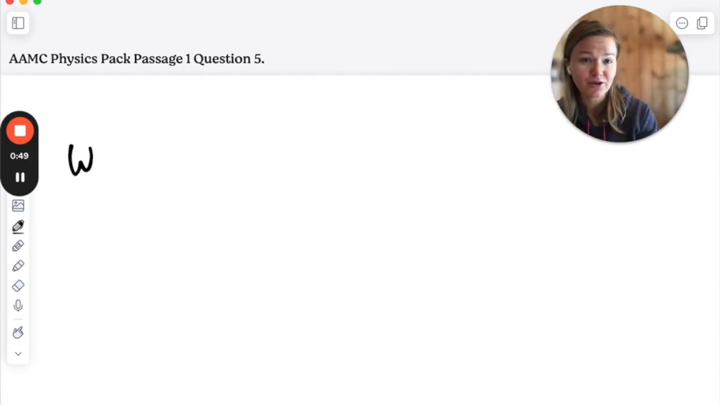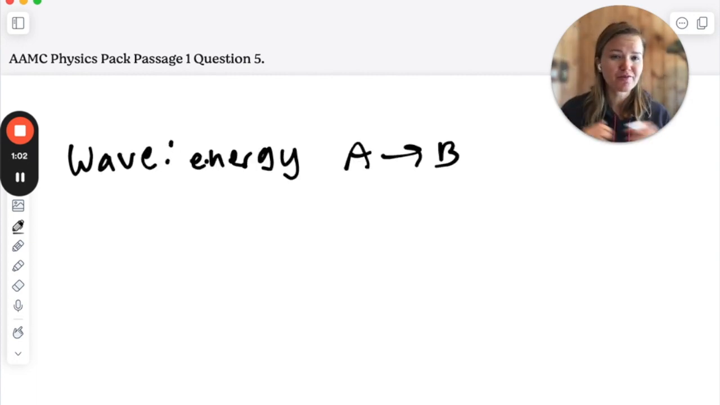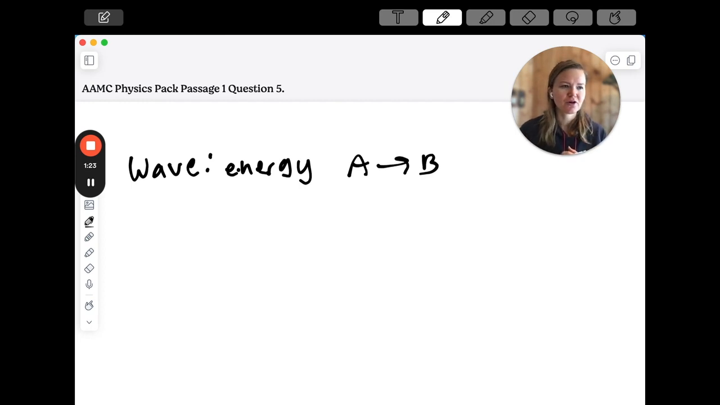Well, a wave is just a way of transferring energy from point A to point B. And there's no transfer of matter here. It's just a transfer of energy. And for the MCAT, there are two types of waves that you should be familiar with: mechanical waves and electromagnetic waves. So this question is talking about light, and light is an example of an electromagnetic wave.